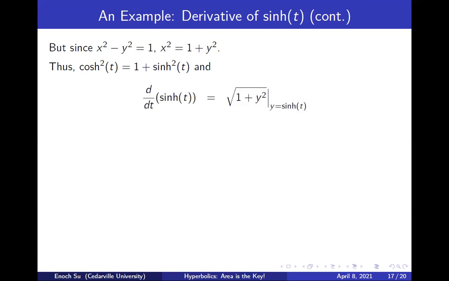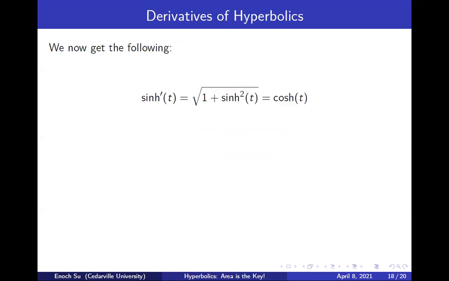And now, once we do that, when we plug in sinh of t for y, we get the square root of 1 plus sinh squared of t. That gives us the square root of cosh squared of t, and since we are assuming we are in the first quadrant, we get cosh of t. So there you have it. The derivative of sinh t is equal to cosh of t.